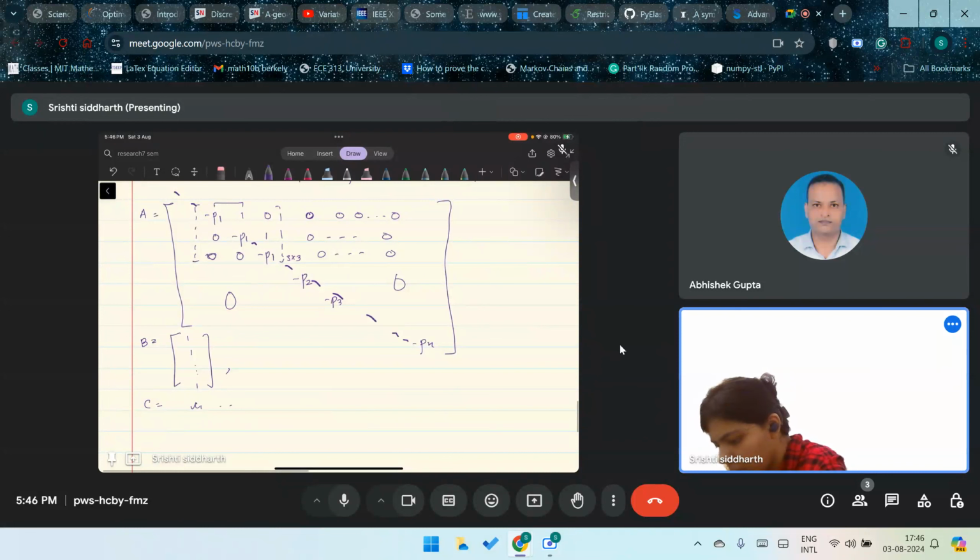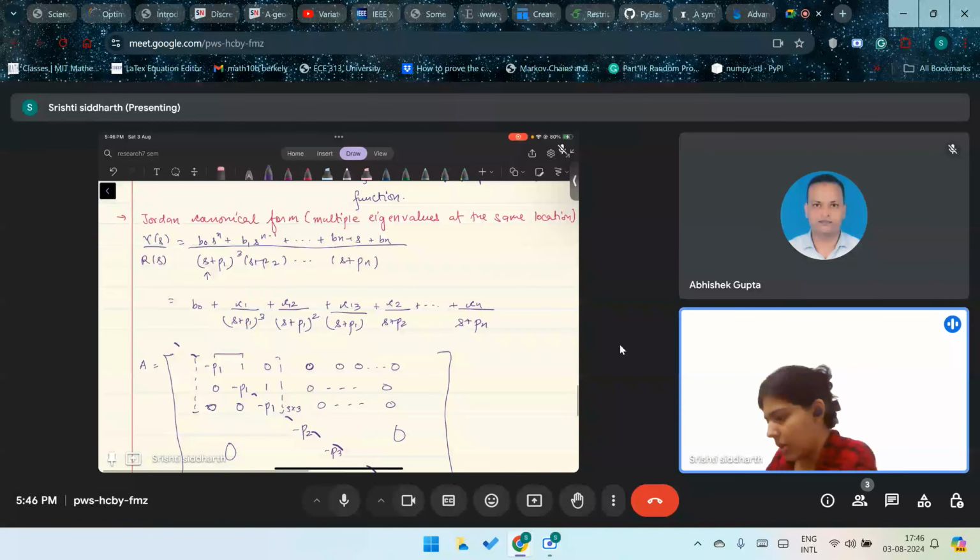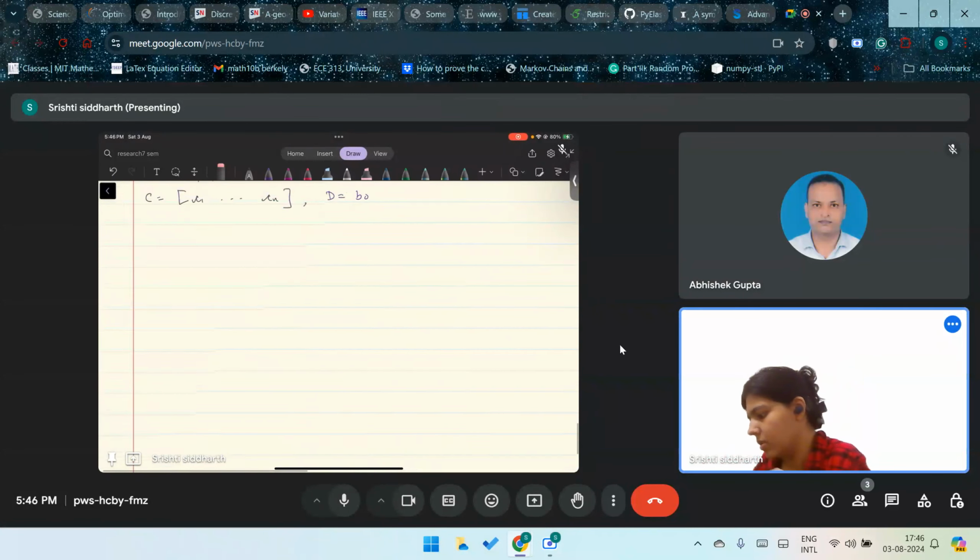I'm going to write down all up to Cn. And then D is going to be B0 because of the coupling between input and output from here. Okay, so let's look at a simple example.